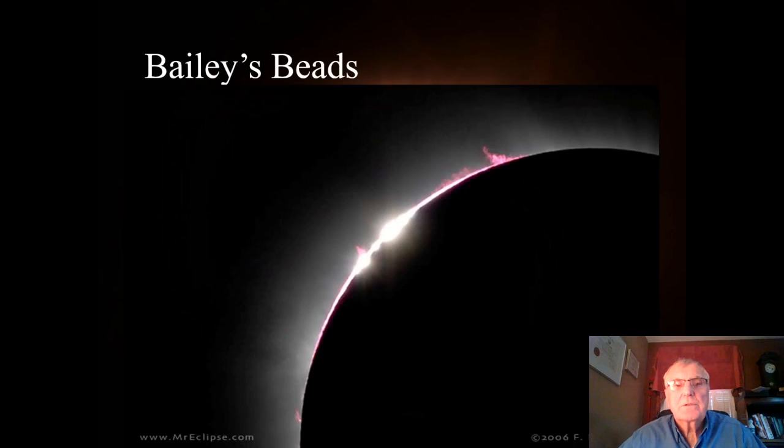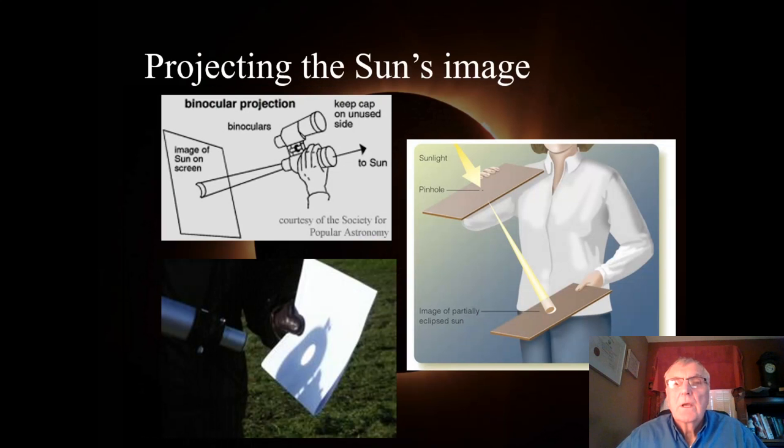And then just before totality, you get what's called Bailey's beads. This is the sun shining through the mountains and the valleys on the moon. Okay, some safe ways to observe it. You can project the image using a pair of binoculars, or project it using a telescope, or you can make yourself a simple pinhole camera. And I'll give you a website on how to make a viewer out of a cereal box.